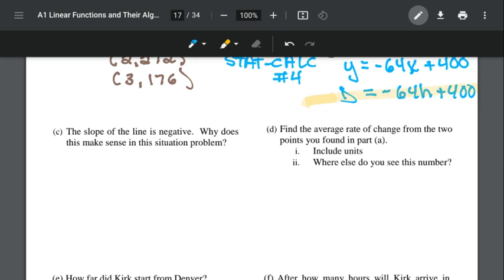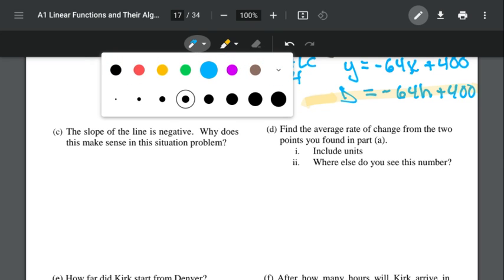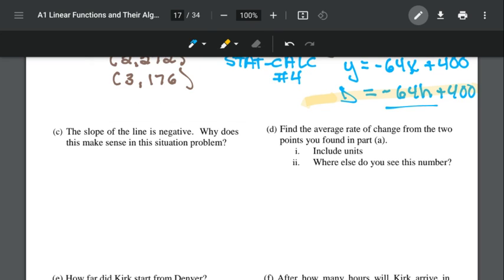So part C says the slope of the line is negative. It's true, negative 64. Why does this make sense? Well, when he's driving towards Denver, Kirk's distance to Denver is decreasing.